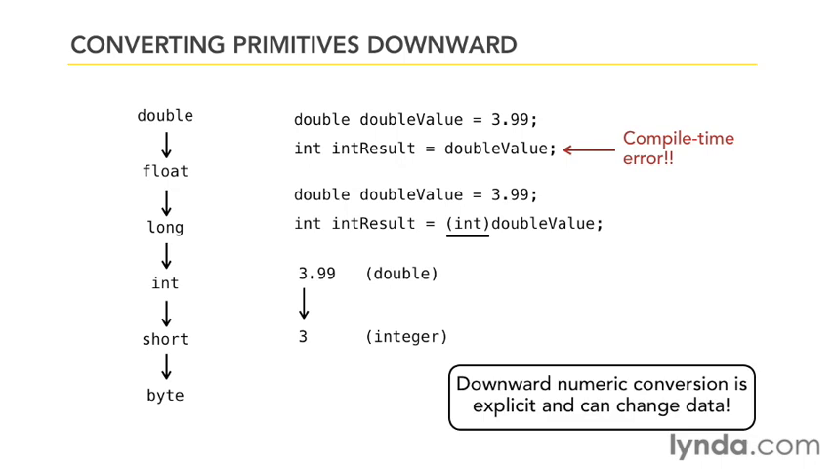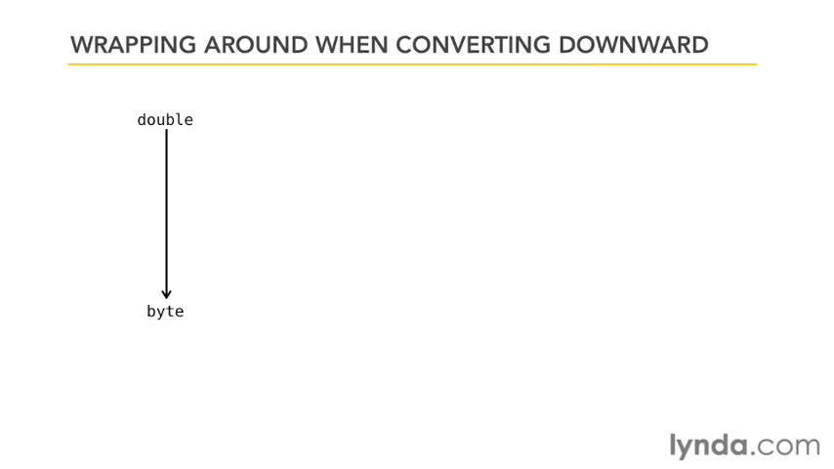So the lesson to take from this is that when you're converting downward, you have to be explicit in your code, and you have to know that you might change the data. The dangers of downward conversion aren't limited to simply truncating and losing values. You can actually change values pretty dramatically. Let's take an example where you start off with an integer and you want to convert it to a byte.